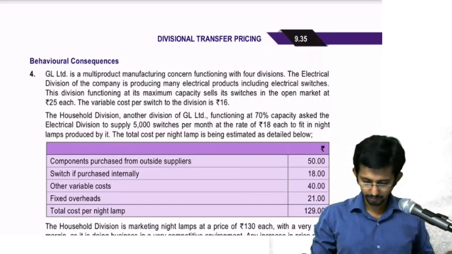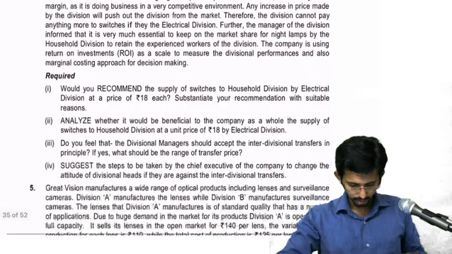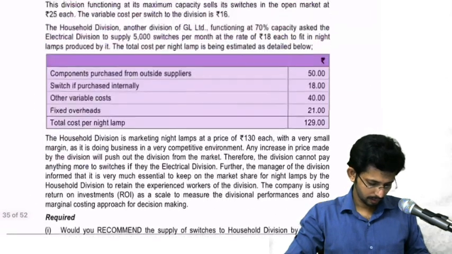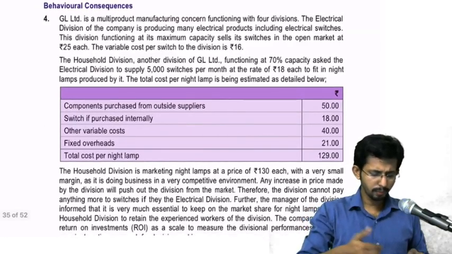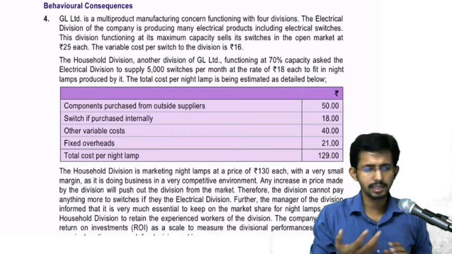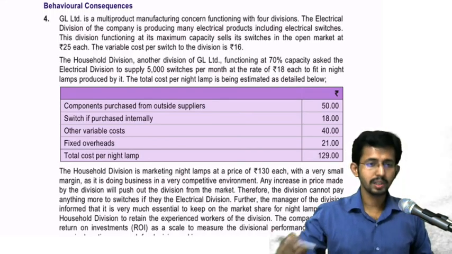Now, going forward, we have to do one more problem. So you can take question number 4. Basically, this one on behavioral consequences is only a theory question where you have to give suggestions from your part. So we will just read the question and see how it has to be answered. So take question number 4.